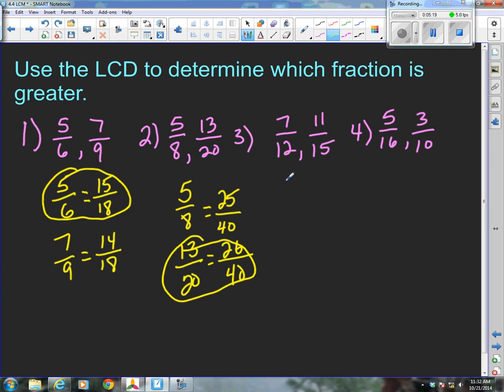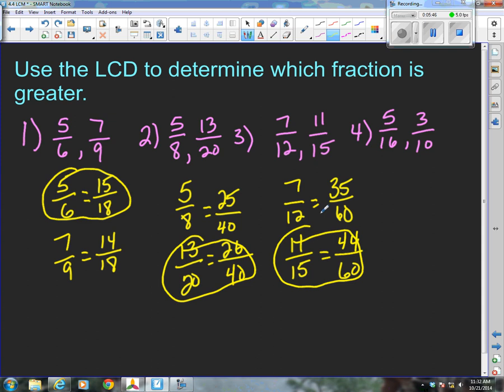Here's my answer. 7/12ths. Don't like that. Try this again. 7/12ths and 11/15ths. I think we can go with 60 for the LCM of these two. 12 into 60 goes 5 times. 5 times 7 is 35. 15 into 60 goes 4 times. 4 times 11 is 44. Well, 44 is definitely bigger than 35, so 44/60ths is the larger.